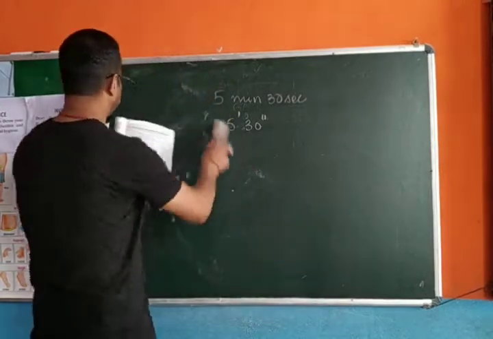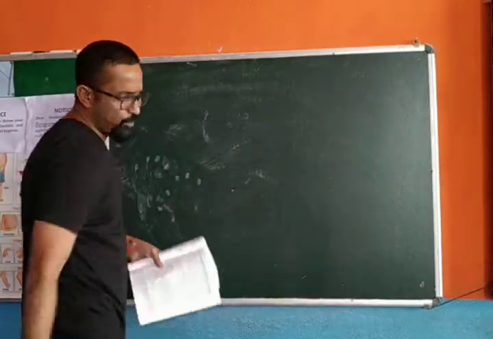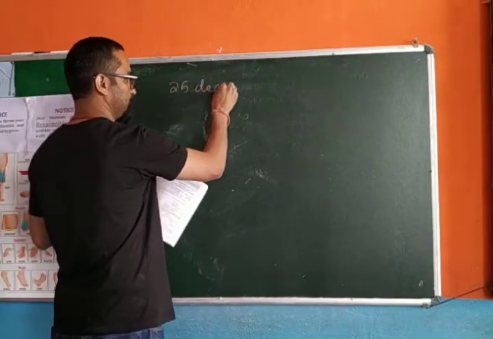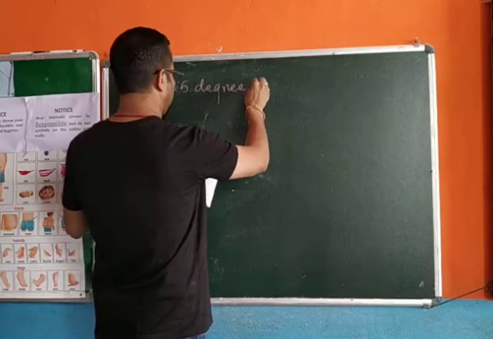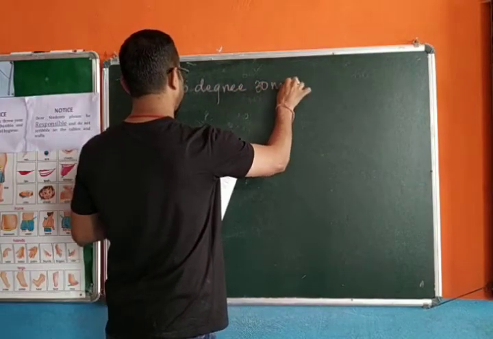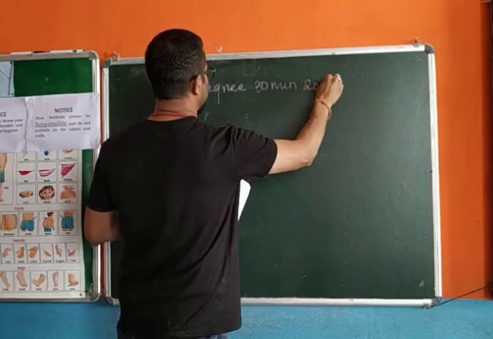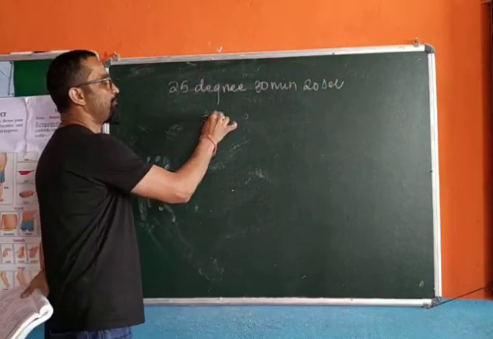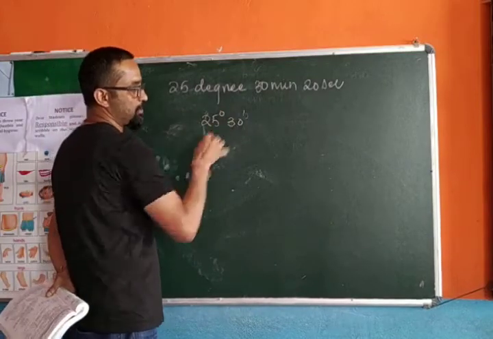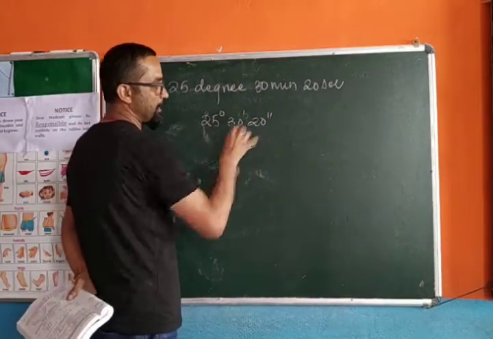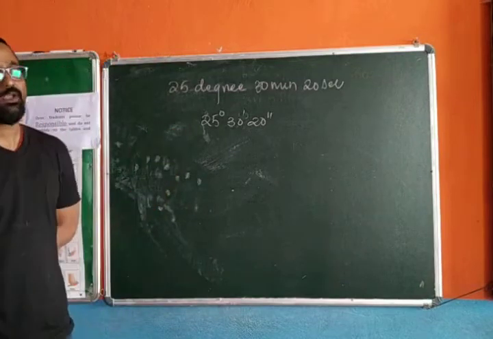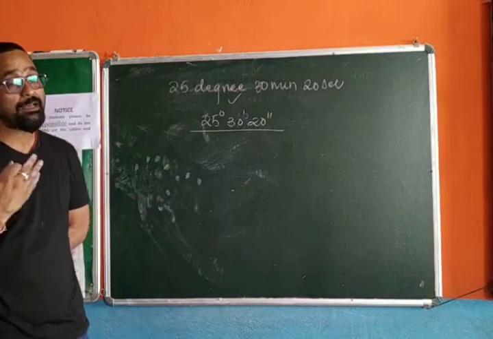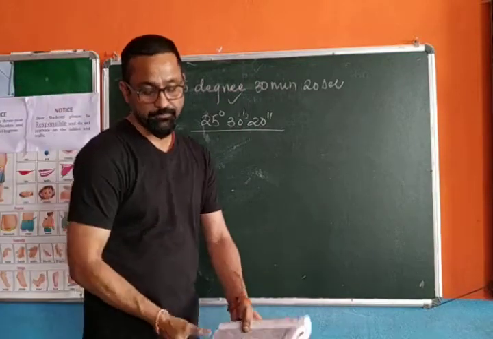Look at this. Suppose I write 25 degree, 30 minutes, 20 seconds. We can write this one as 25 degree, 30 minutes, 20 seconds. It will be easier. This is the mathematical symbol by which we represent degree, minutes and seconds.